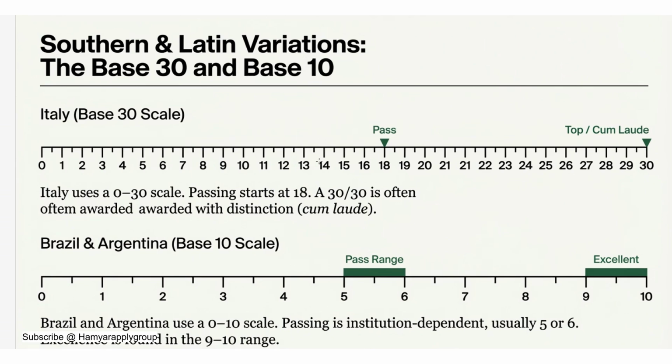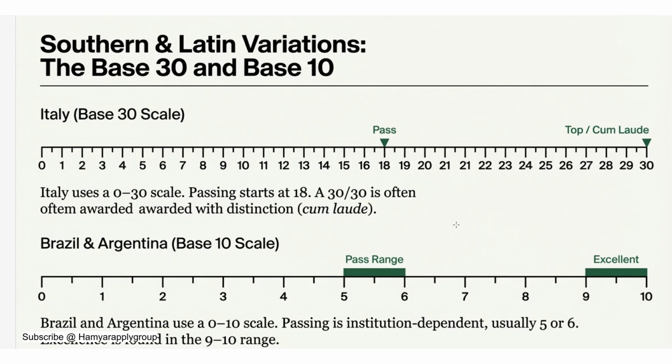The other countries have different grading systems. For example, in Italy, it's from 0 to 30, and in Brazil and Argentina, it's from 0 to 10. So you can see the excellent and passing range of each one of these grading systems.